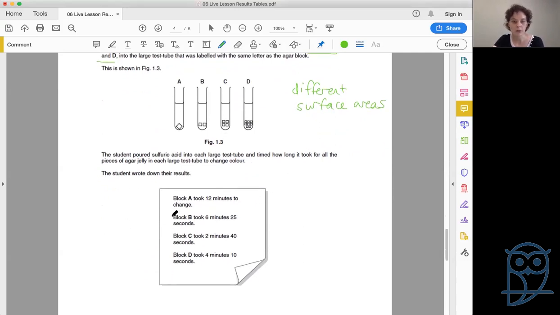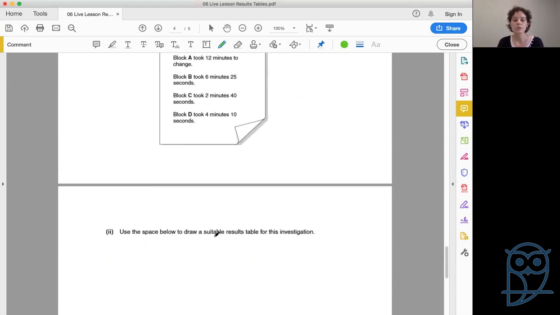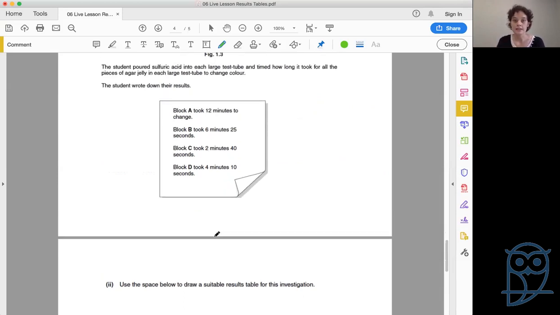Okay, and here we have them. Block A, 12 minutes, block B, 6 minutes, 25 seconds, block C, 2 minutes, 40 seconds, and block D, 4 minutes, 10 seconds. There's nothing we can do with that. There is not 1 unit here, there is 2 units as minutes and seconds. Bear that in mind. Use the space below to draw a suitable results table for this investigation. The thing is, if we have minutes like 5, 10, 15, 20, we can call it minutes. Time taken of the measurement, minutes. Happy. As soon as we get minutes and seconds, we're not happy.